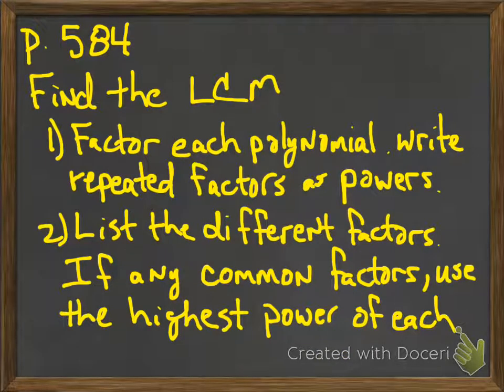Okay, so on page 584 they're going to talk about finding the LCM. I ended up still writing it here. You're going to factor each polynomial and write repeated factors as powers. List the different factors. If there are any common factors, use the highest power of each. We're doing this so that it can help us find the least common denominator for a fraction later on. But this is just an example.